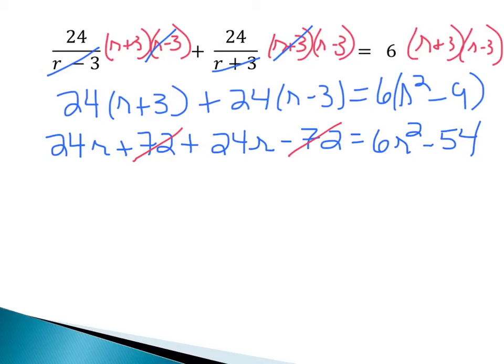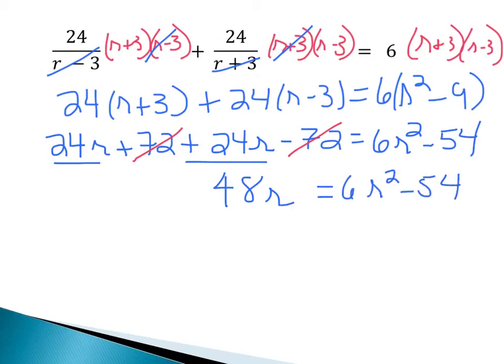And so let's go ahead and rewrite that. 24R plus 24R, these two terms, give us 48R on the left. And on the right, 6R squared minus 54. Let's move all the terms to the same side. So I am going to subtract 48R from both sides. That is going to give me a positive leading term, which is what I prefer.